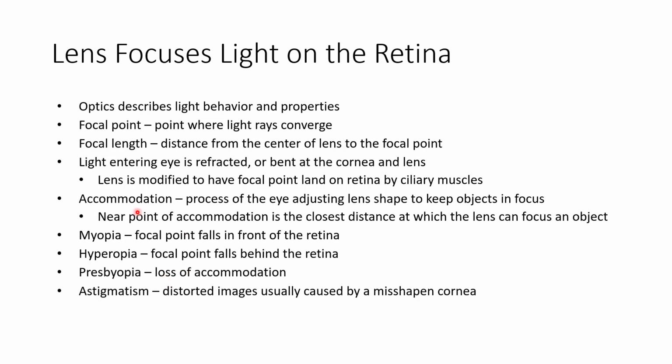There are now disorders that can actually cause accommodation to not be possible. Two of those are myopia and hyperopia, nearsightedness and farsightedness. And then we can also have things like presbyopia, in which you have loss of accommodation in the actual muscles themselves, that they don't function right. Or you can have astigmatism, in which you have a misshapen cornea, so your lens is fine. The shape of the eye isn't what's causing the myopia or hyperopia, but rather the cornea is a little bit misshapen, and that causes distorted images.